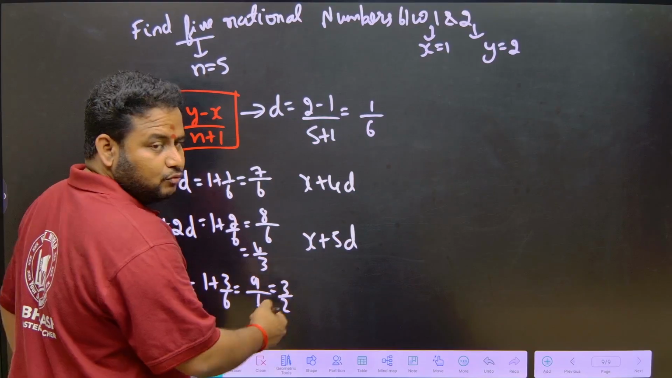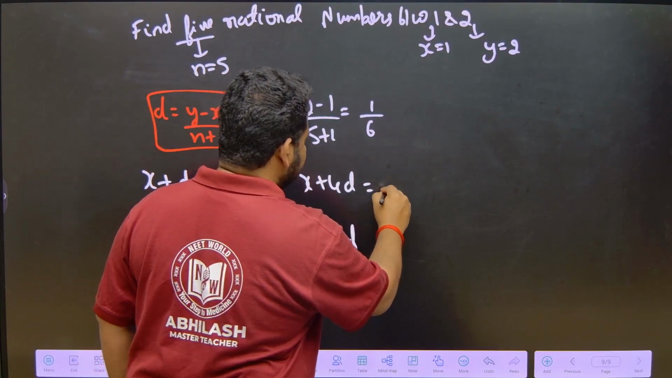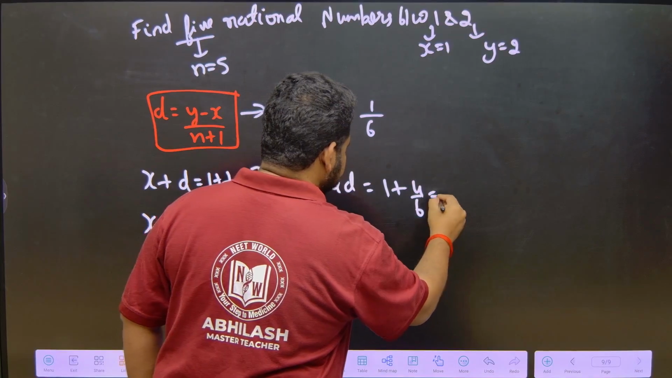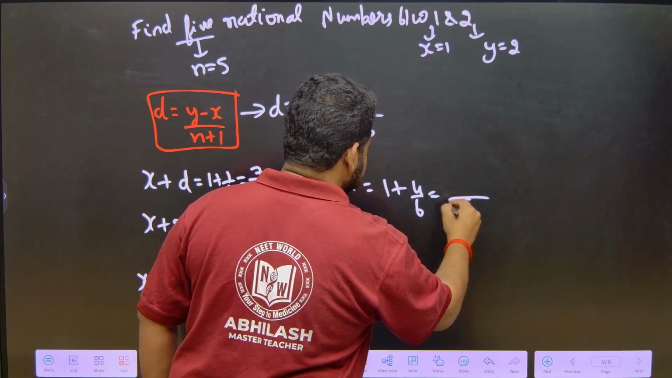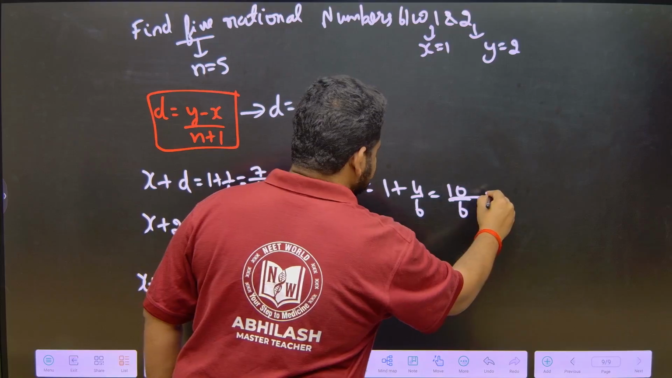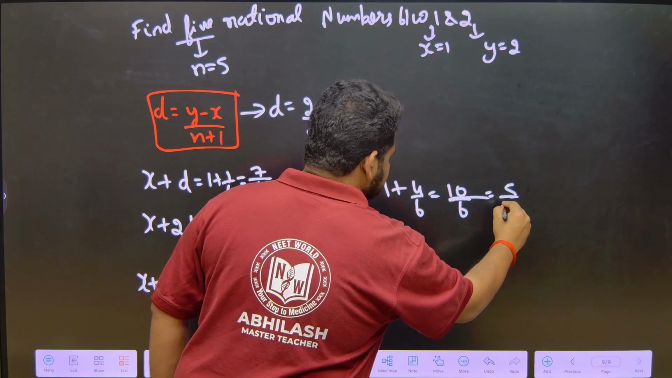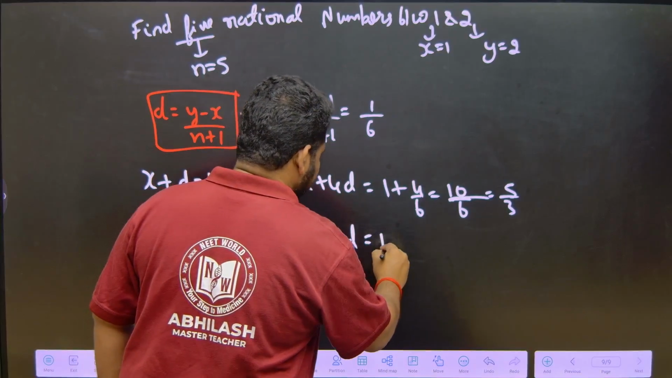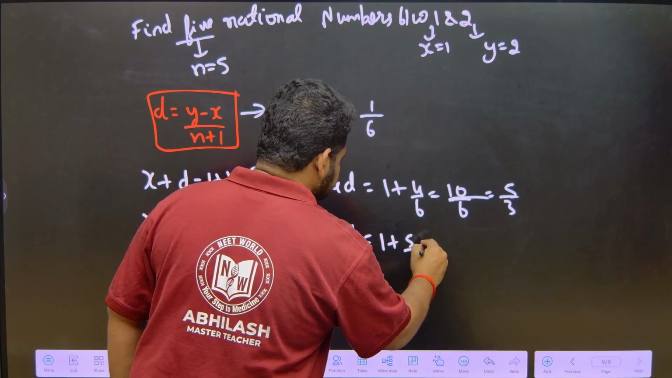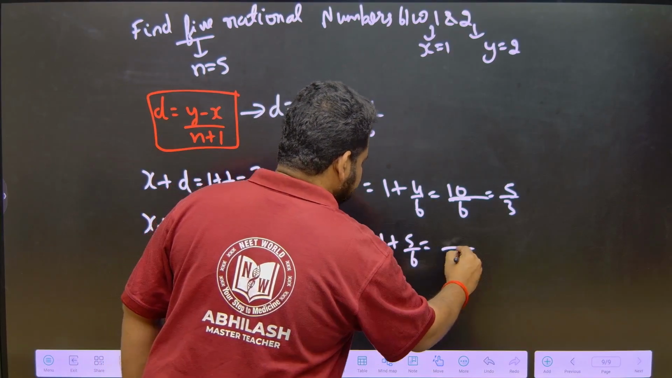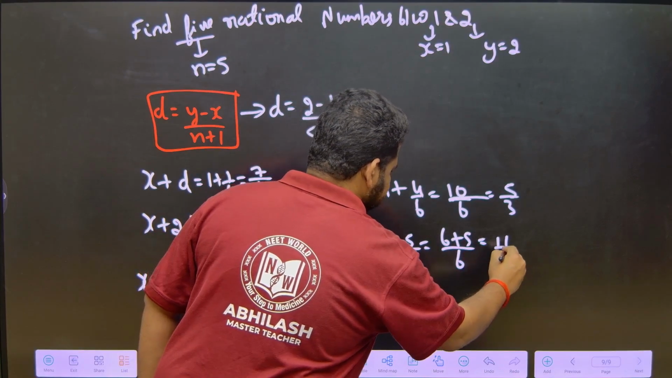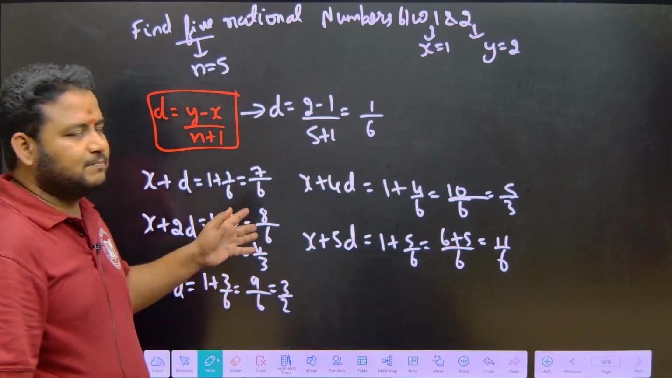Now x is 1 plus 4d. 4d means 4 by 6. If I take LCM, 6 will be the LCM. So, this will be 10 by 6. If I simplify this, it becomes 5 by 3. Now, x plus 5d, that is 1 plus 5 by 6. If I take LCM, 6 will be the LCM, this will be 6 plus 5. So, I will get 11 by 6.